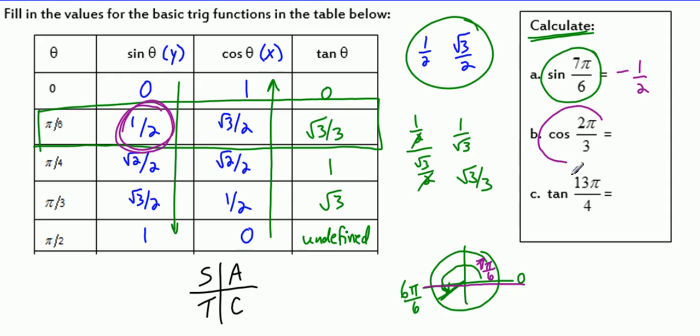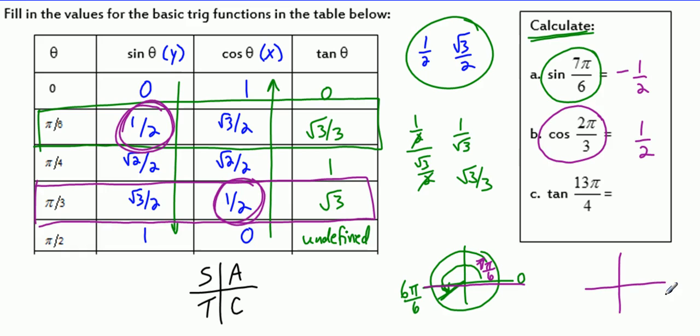For this cosine of 2 pi over 3, again, you're talking about a pi over 3 reference angle, so we're going to be looking over here. And since we're talking about cosine, we know the answer is going to be either plus a half or minus a half, right? It just depends on where you end up. So where does 2 pi over 3 fall on our unit circle?